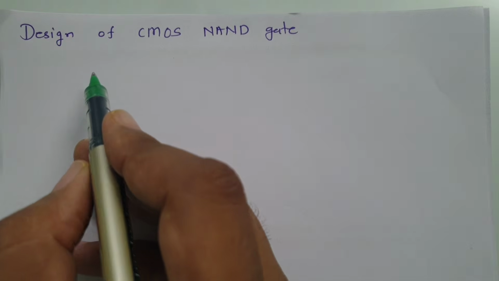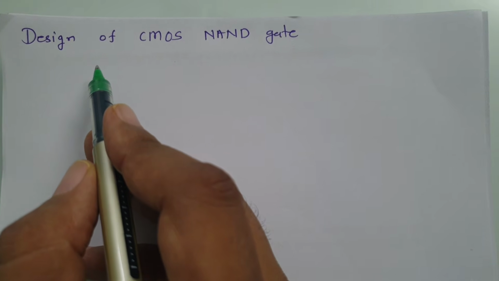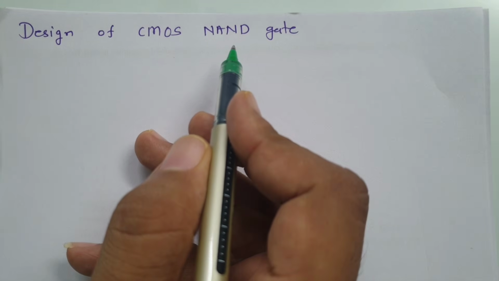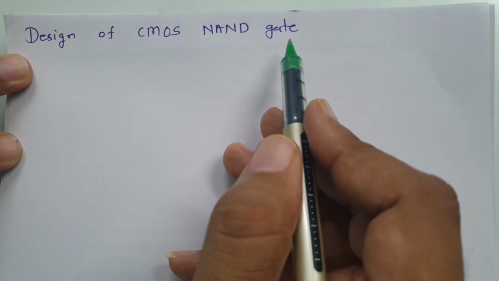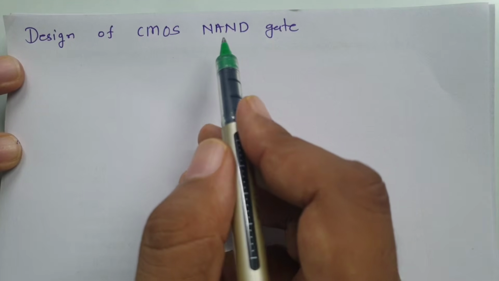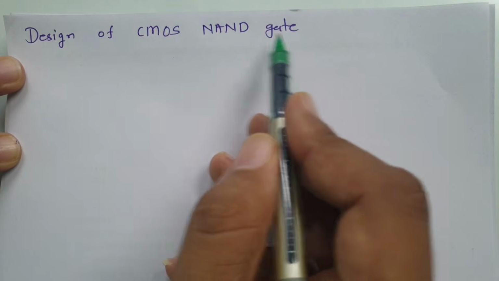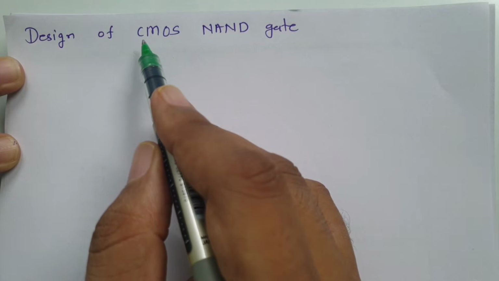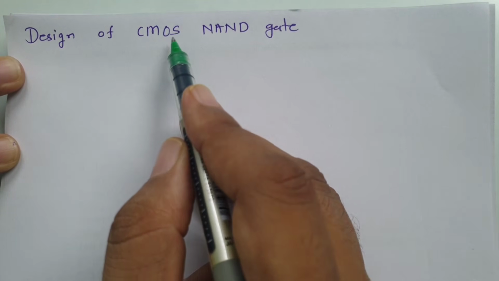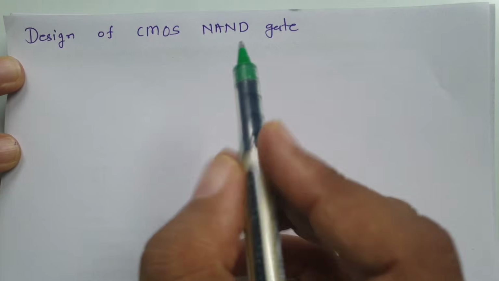I, Professor Hitesh Dholakia, am going to explain the design of a CMOS NAND gate in this video. First I'll explain what a NAND gate is and how it functions. After that, we will implement the NAND gate using CMOS transistors. In CMOS we have NMOS and PMOS, so by using NMOS and PMOS, we will implement the NAND gate.